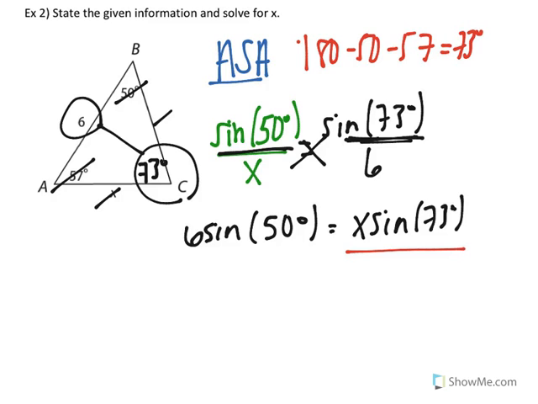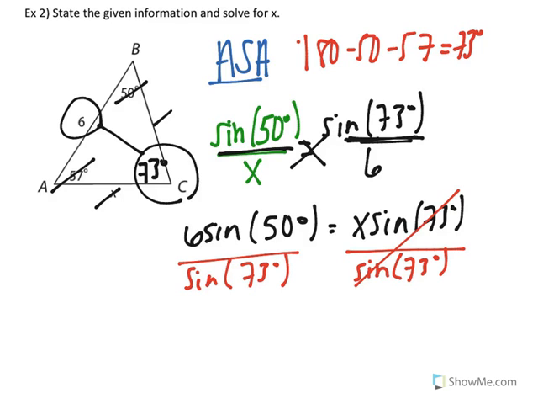And then we're going to divide and get x alone. Like I said, if you want to find out the decimal for sine of 50 and sine of 73 and do it that way, that's perfectly fine. At the end of the day, you'll get x is about 4.806. And I don't tell you how to round here.